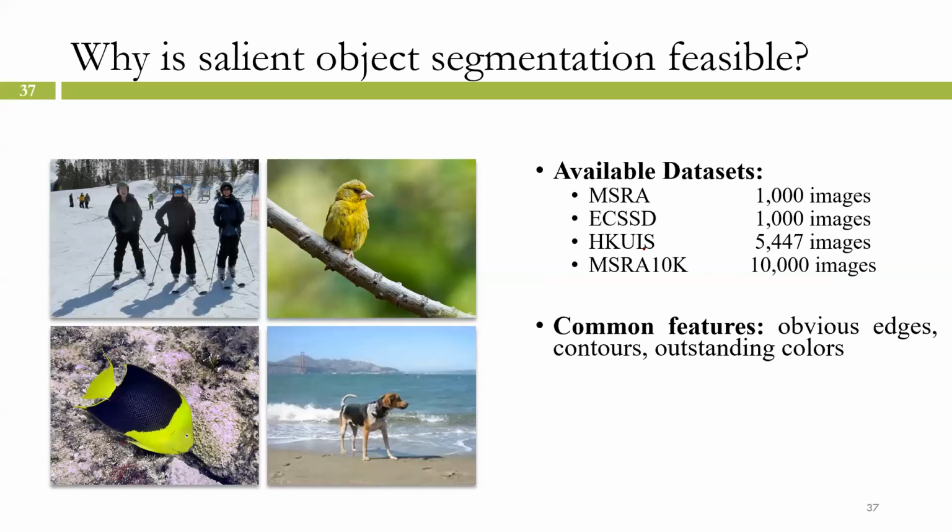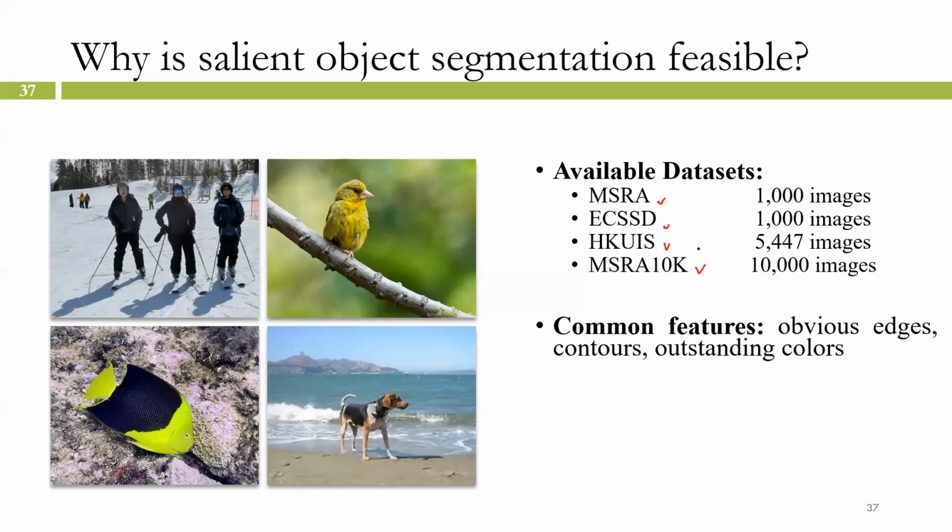So we have to revisit the scene object segmentation problem. Why is this feasible? That's because we have so many datasets like MSRA, ECSSD, HKU-IS, and MSRA-10K. We have so many available datasets that leverage our training models, and it's kind of easy for us to do benchmarking and to know whether our method is good or not. And also the scene objects have some common features like obvious edges, obvious contours, and outstanding colors.